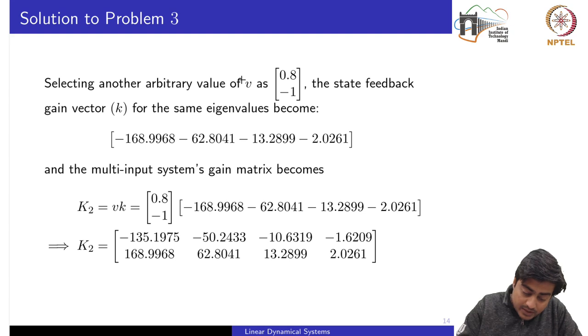Now the second state feedback gain matrix we can compute by selecting another arbitrary column vector v, which we have selected here as 0.8 and -1. Then following the same procedure, first of all computing the state feedback gain vector K for the reduced single input system, and then computing K2 as the multiplication of the column vector v we have selected and the row vector K we have computed here. So this would be another state feedback gain matrix. Again, you can compute the eigenvalues of the state feedback matrix by plugging in this K2, and you will see that all the eigenvalues are placed at the desired locations.